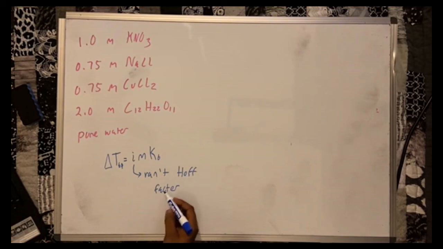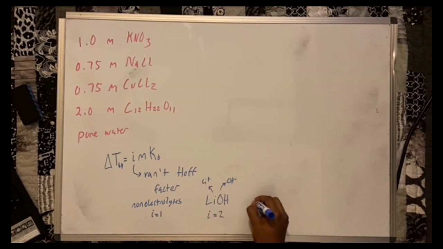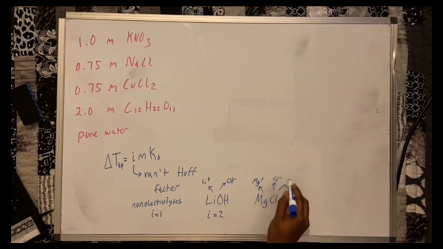Essentially, the Van 't Hoff factor has to do with how many different ions your thing breaks up into. So for non-electrolytes, i is 1. For something like LiOH, this breaks up into Li plus and OH minus, so my Van 't Hoff factor here is 2. Basically you're just counting the things it breaks off into. If I did MgCl2, it breaks up into 1 Mg plus and 2 Cl minuses, so i is 3. Don't be tricked: the polyatomics stay together.